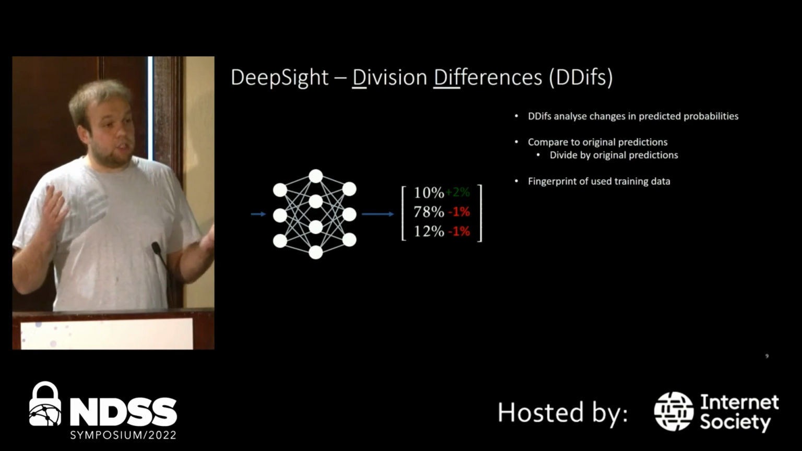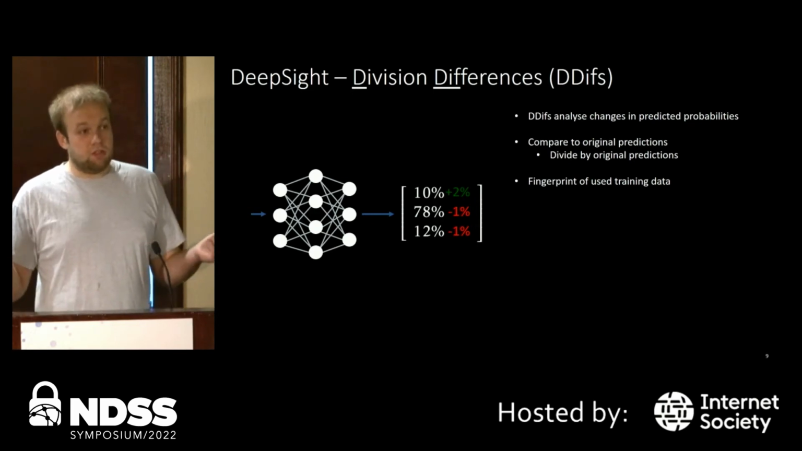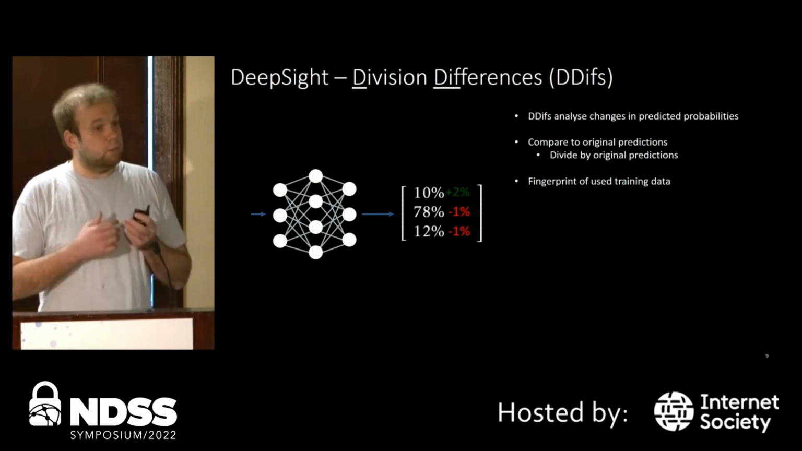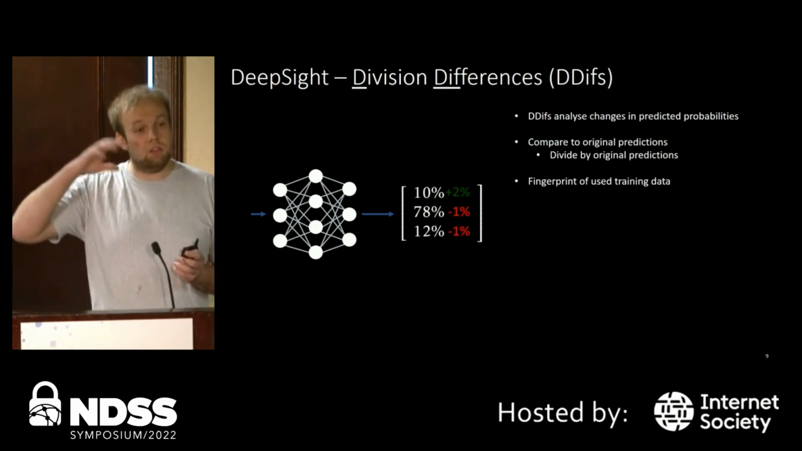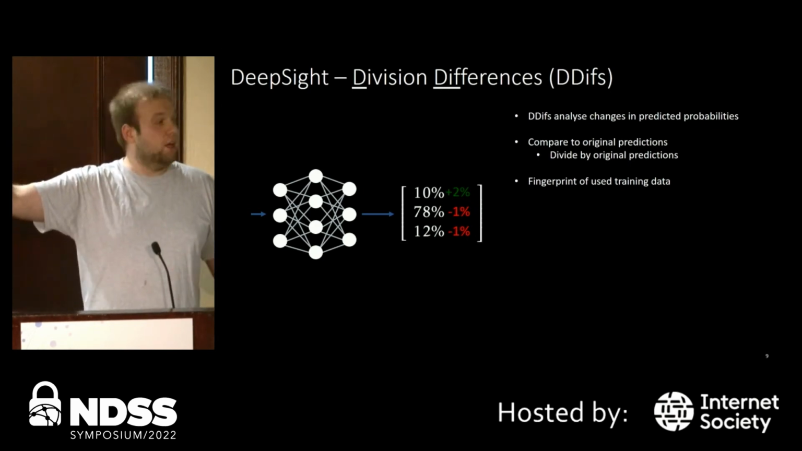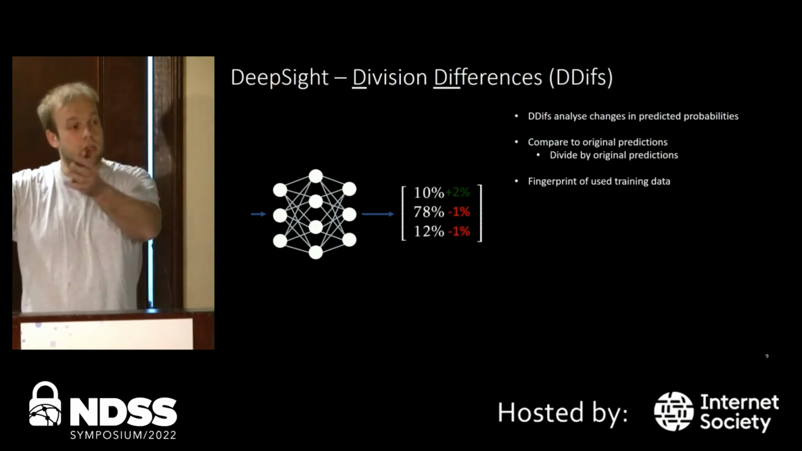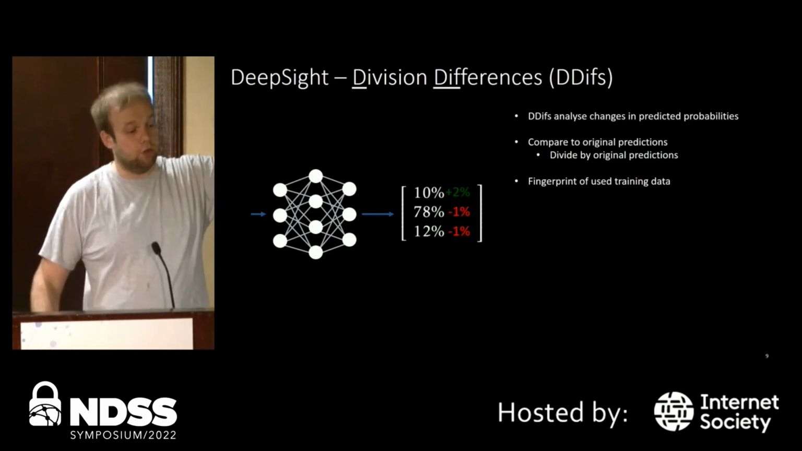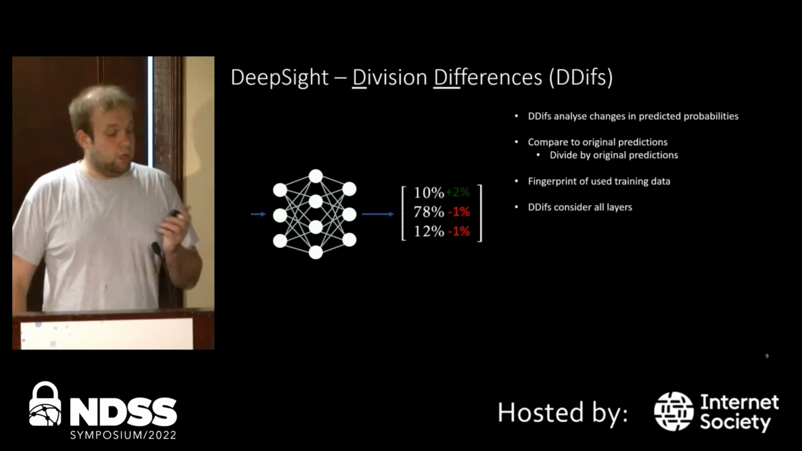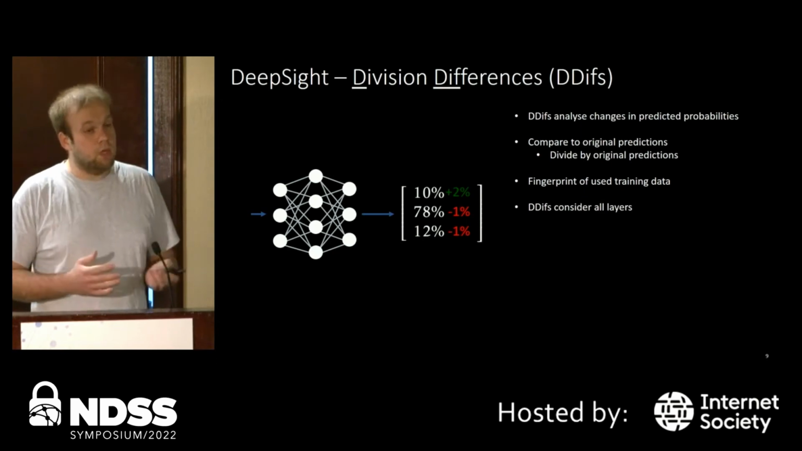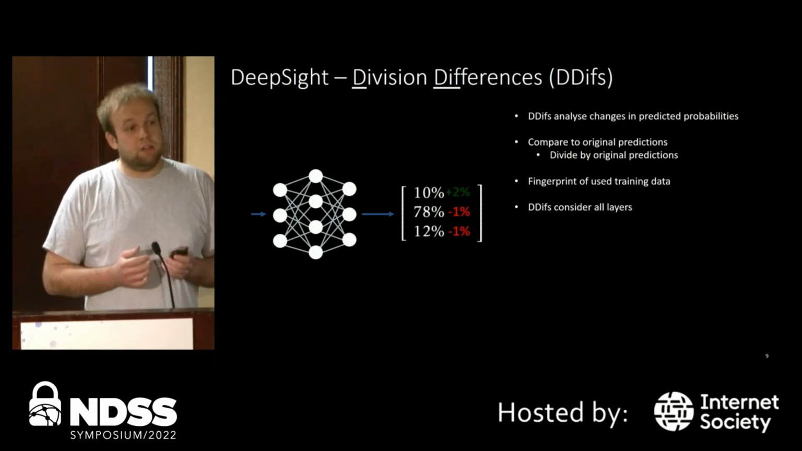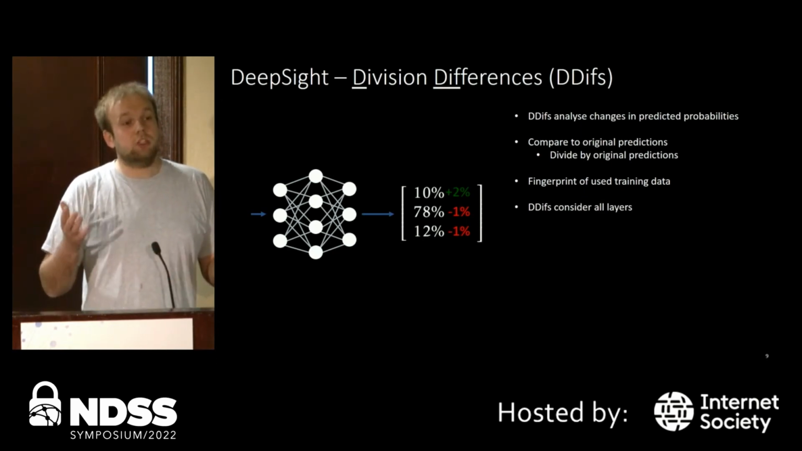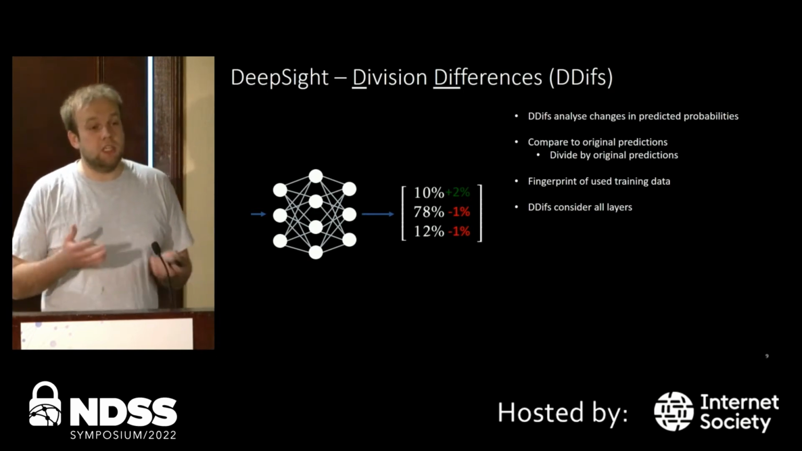The main advantage compared to the NOIPs is that these predictions consider all layers, while the NOIPs just looked at the final layer. The DDIFs consider all layers, so that we get a second perspective on the models, and we can use this later. A problem in this context is unfortunately that for doing predictions, we actually need something to predict on. We need input data.